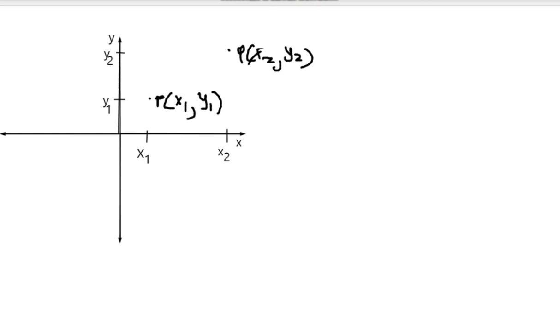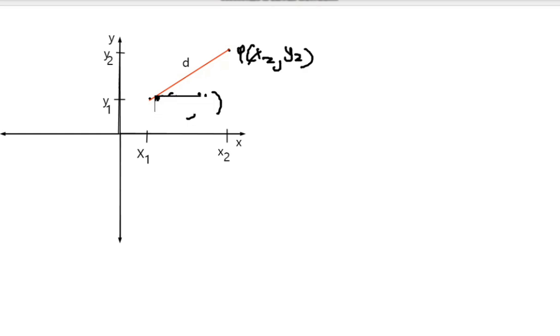So, how can we find the distance between them? Let's just draw a line segment here to connect them. How can we find the distance here? Let's call this d to represent distance. Distance is actually a scalar quantity. It cannot be negative.